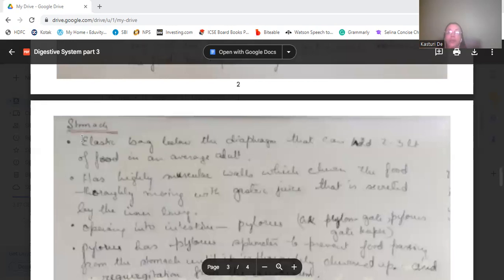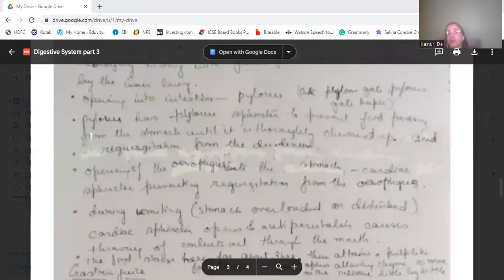Now, first, when the food enters the stomach from the esophagus, it has to pass a bundle of circular muscles, which is known as a sphincter. The opening of the esophagus into the stomach has the cardiac sphincter, which does not allow the food from the stomach to go back into the esophagus. That backward movement is regurgitation, or antiperistalsis, and the sphincter does not allow it.